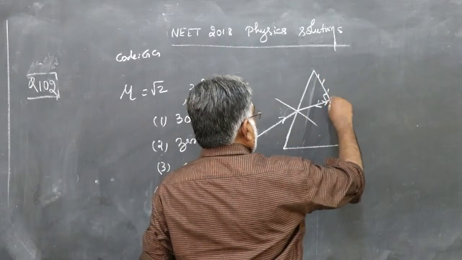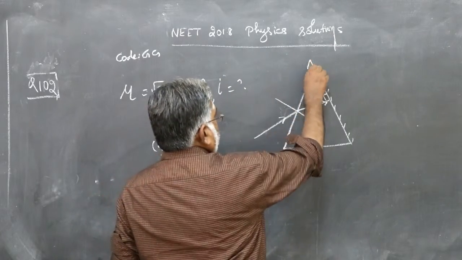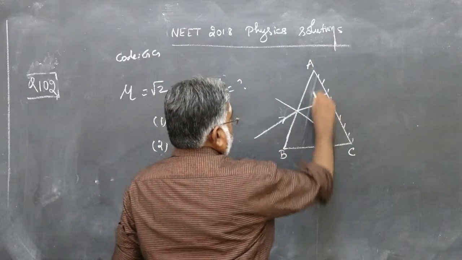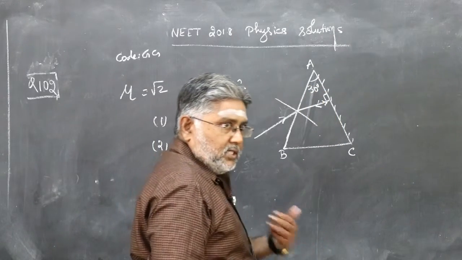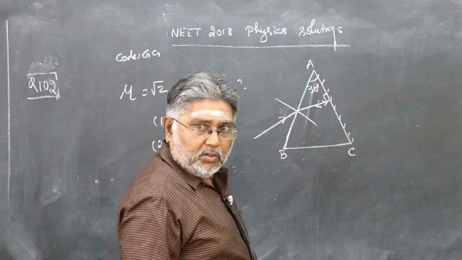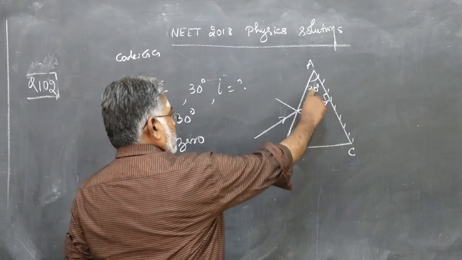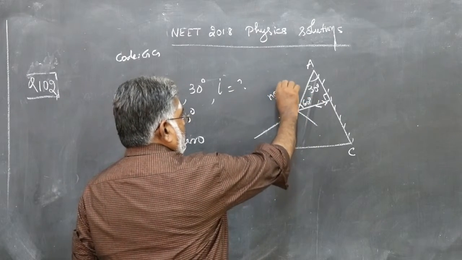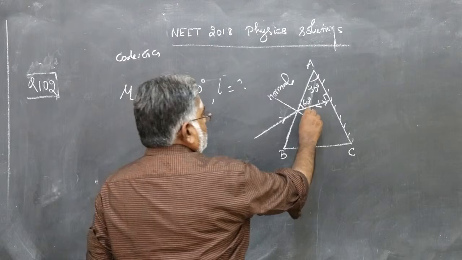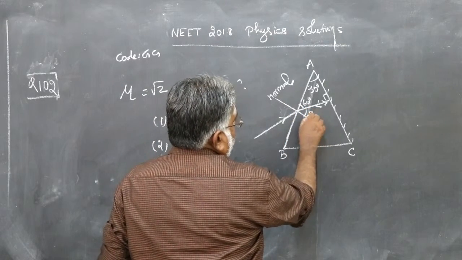So this is the reflecting surface. You call them as ABC. Given this is 30 degree, this is 90, because it has to retrace the path. Angle of the prism is 30. This 90, this 30, it has to be 60 degree. If this is 60, this has to be normal. This being normal, it has to be 30 degree.